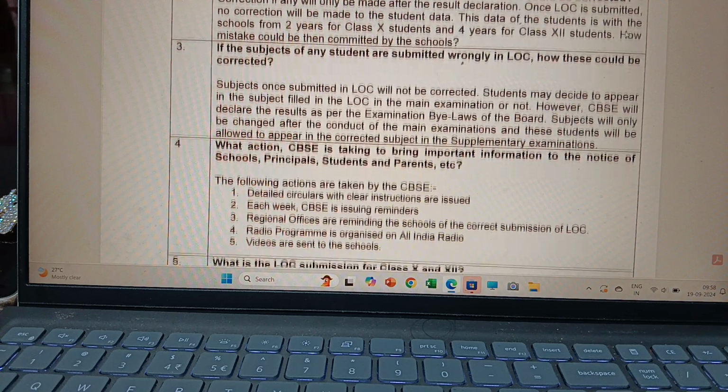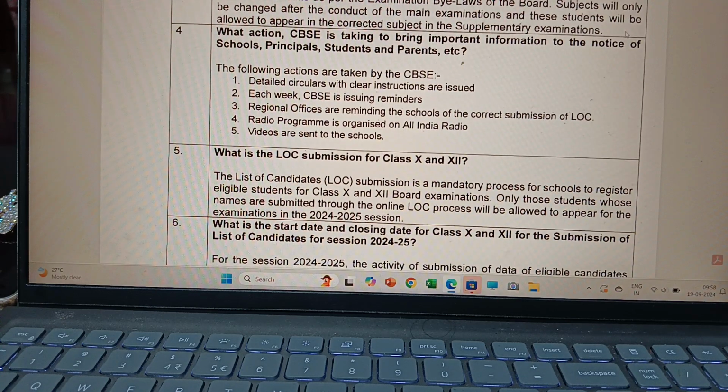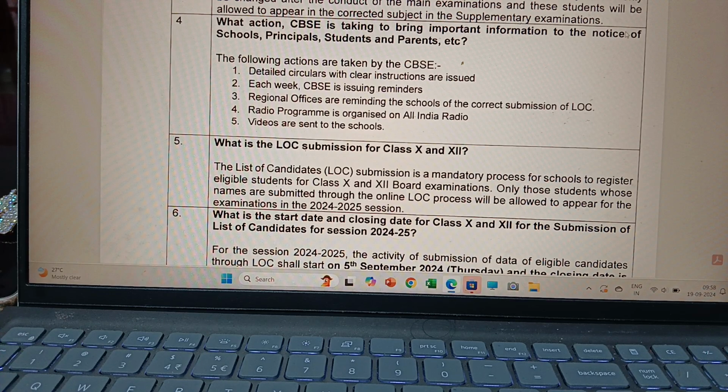Fourth question: what action is CBSE taking to bring important information to the notice of the school principals, students and parents, etc.? The following actions are taken by the CBSE. Detailed circulars with clear instructions are issued. Each week CBSE is issuing reminders. Regional offices are reminding the schools of the correct submission of LOC. A radio program is organized on All India Radio and videos are sent to the schools.